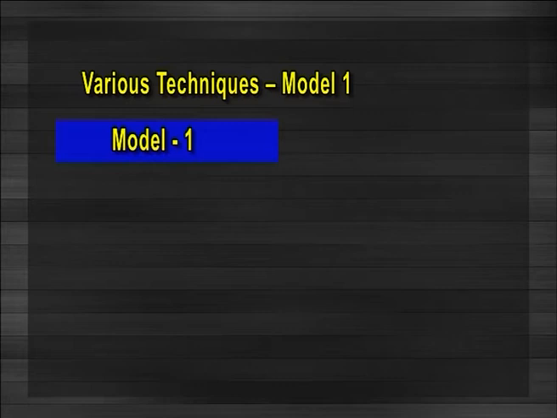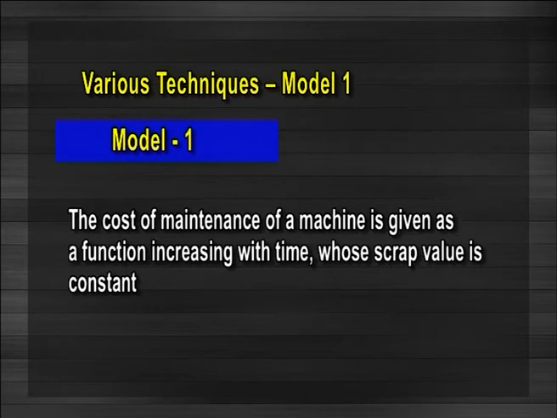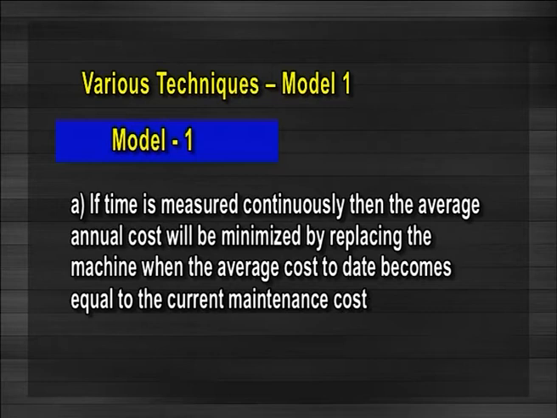Model 1. Replacement policy for items whose running cost increases with time and value of money remains constant during a period. The cost of maintenance of a machine is given as a function increasing with time whose scrap value is constant. If time is measured continuously, then the average annual cost will be minimized by replacing the machine when the average cost to date becomes equal to the current maintenance cost.